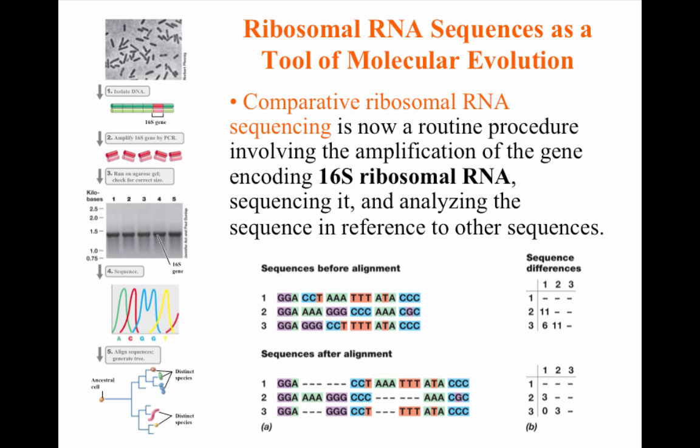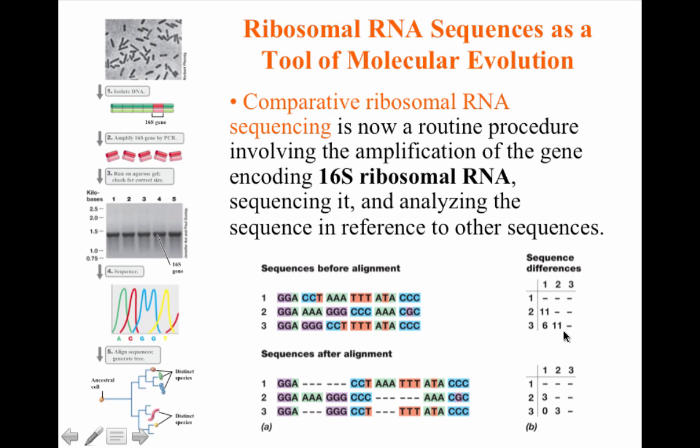So you can appreciate that the alignment is extremely important to get a true comparison of the sequences. And now what you see over here on the right is the matrix of the differences between the sequences. Prior to alignment, sequence 1 and sequence 2 had 11 differences between each other. Sequence 1 and 3 had 6 differences between one another. 2 and 3 had 11 differences.